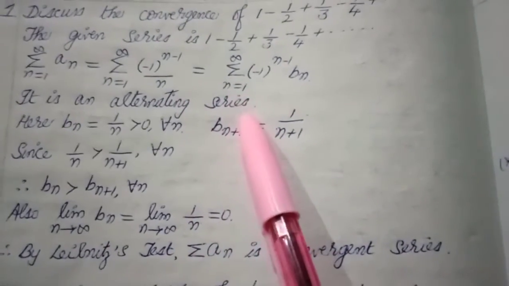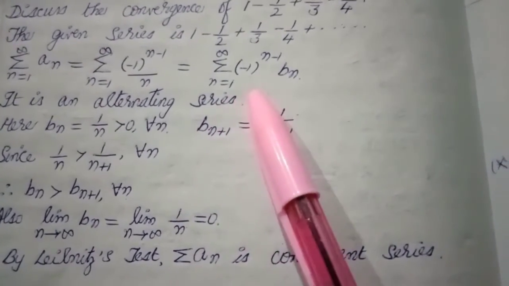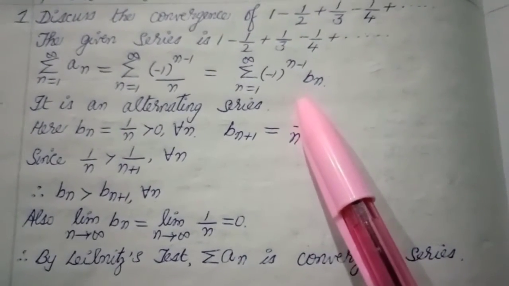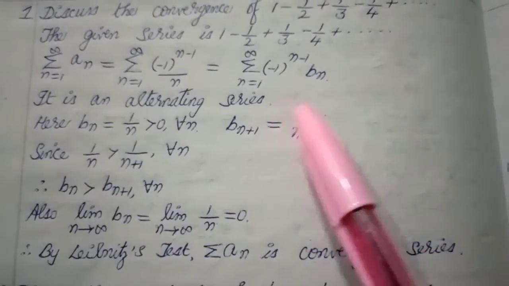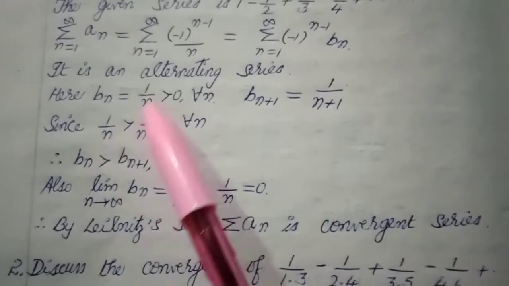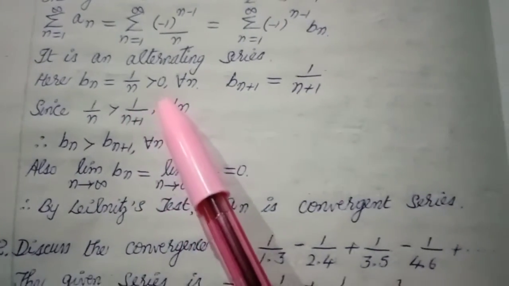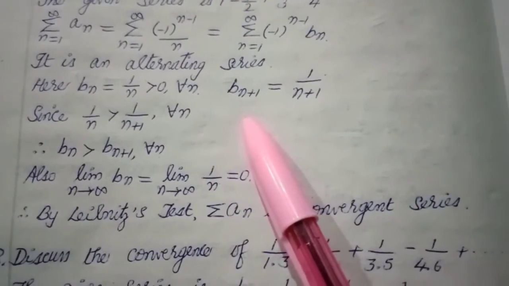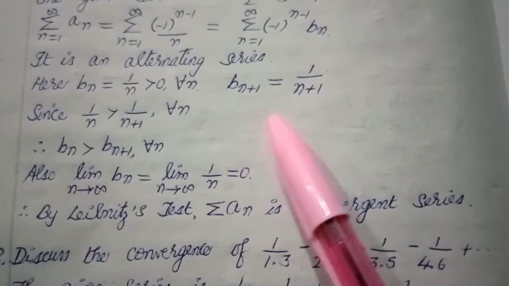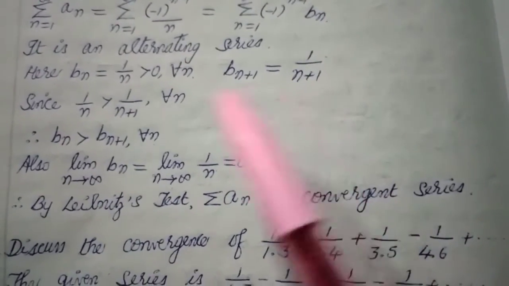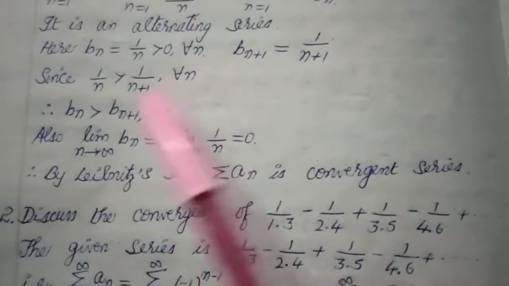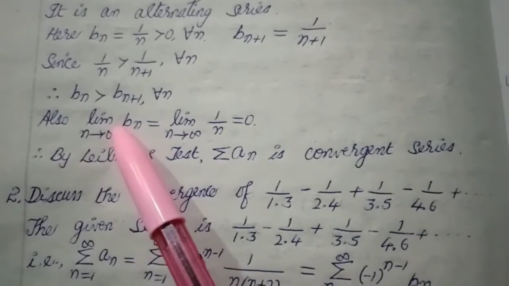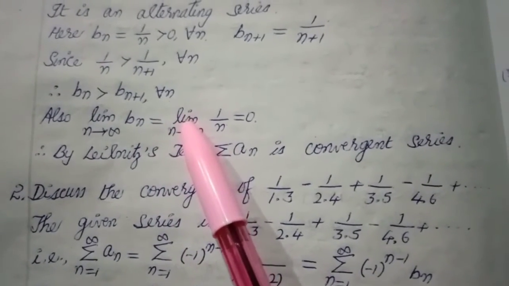Now this is rewritten as sigma n is equal to 1 to infinity minus 1 raised to n minus 1 into bn. That is, the term apart from minus 1 raised to n minus 1 becomes bn. Now this is an alternating series. Now you know your bn is 1 by n, and this 1 by n is always greater than 0 for all n belonging to natural numbers. Now let's find out bn plus 1. Replace n by n plus 1. So I'll get it as 1 by n plus 1. And when you look into the terms, you know 1 by n is always greater than 1 by n plus 1, which is nothing but your bn is greater than bn plus 1 for all n. Our first condition is satisfied.